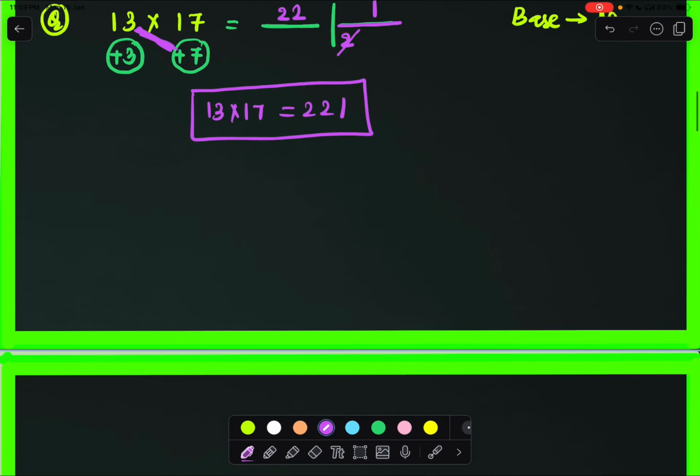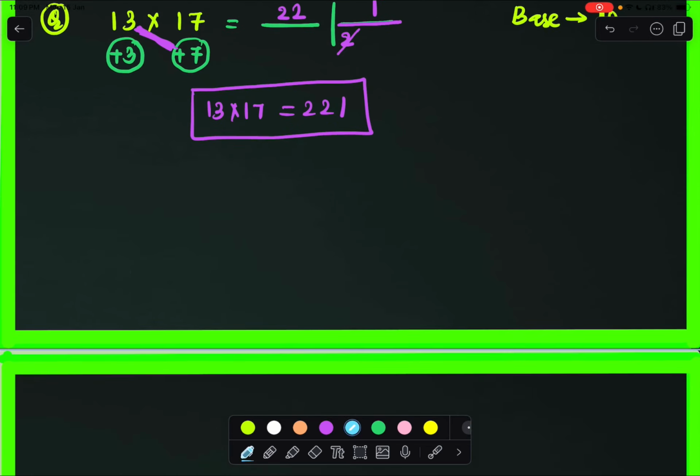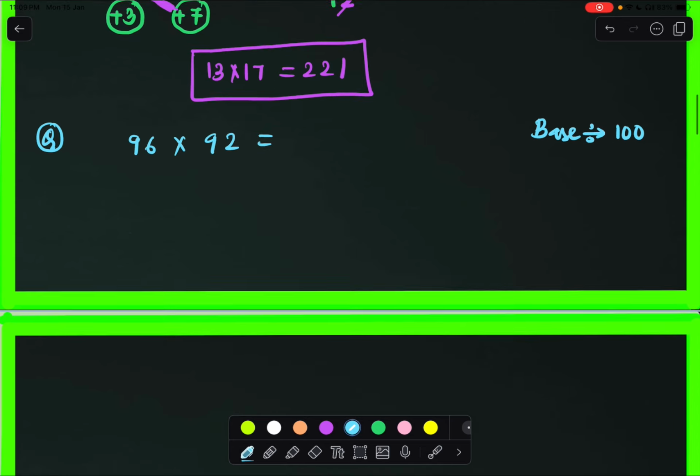Now I am taking little bit bigger numbers also. Can you apply the same logic or not? We'll see that. So I am taking 96 times 92, equal to how much? These two numbers are very close to 90 also, but the standard base here I can take as 100. So our base here is 100.